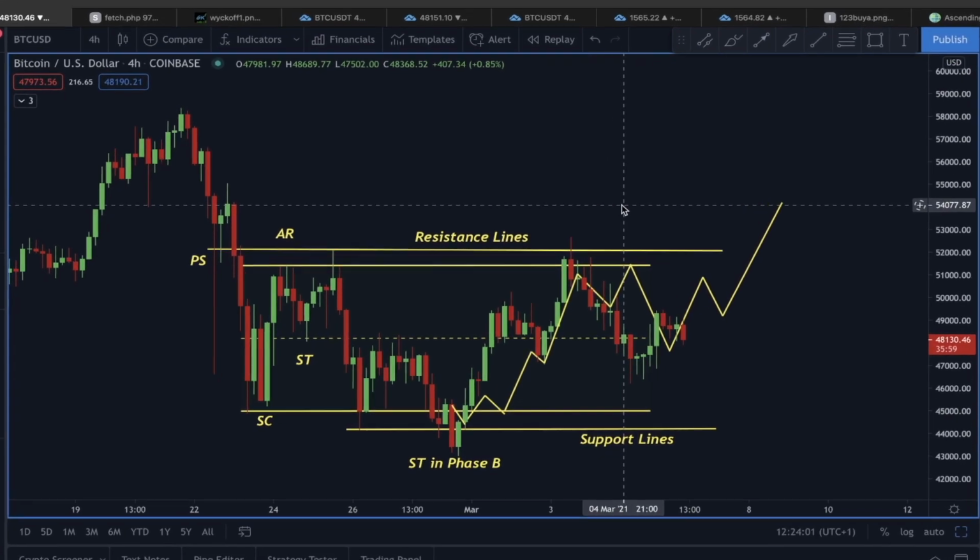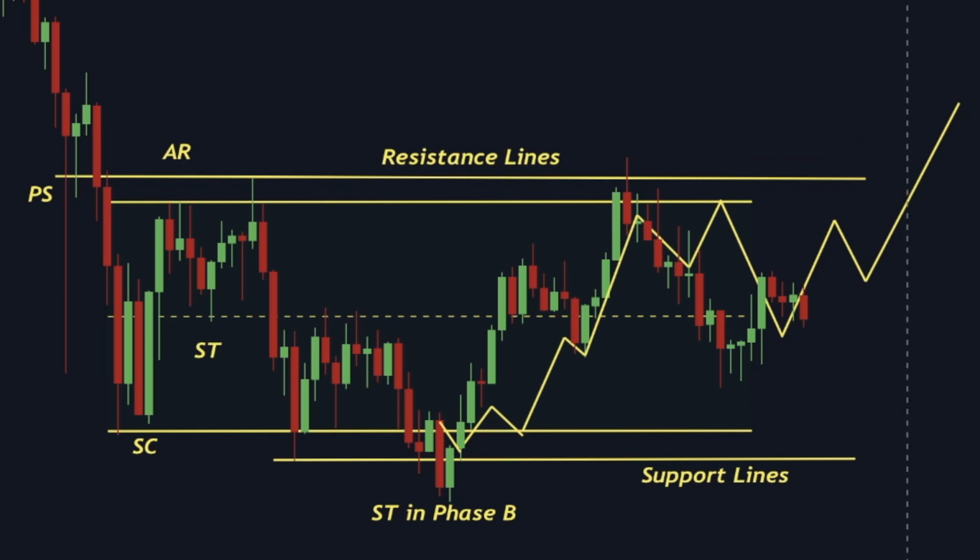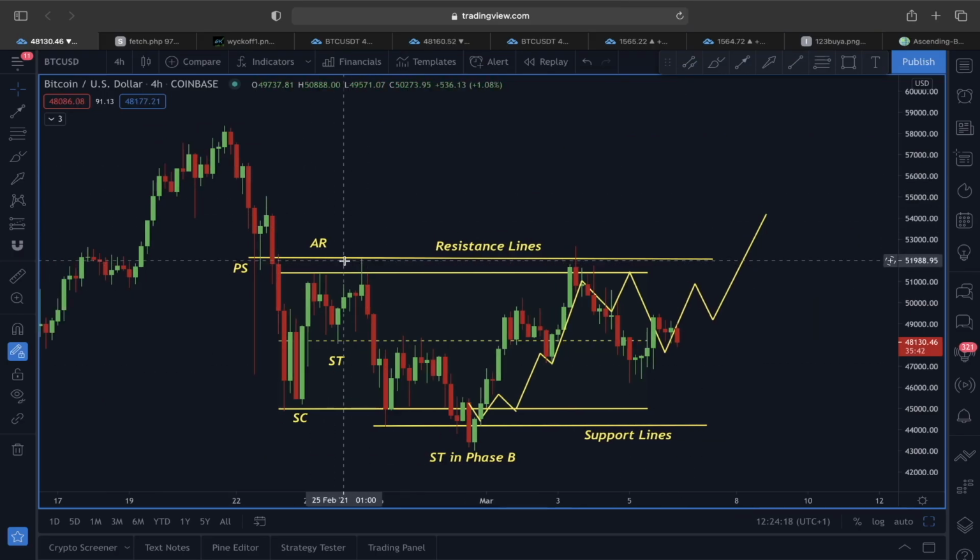So in this video guys, I'm actually going to show you a very interesting scenario that is playing out right now for Bitcoin. For that, we are going to look at this Wyckoff's accumulation schematic guys. This video is going to be a very important video, so please watch it till the end.